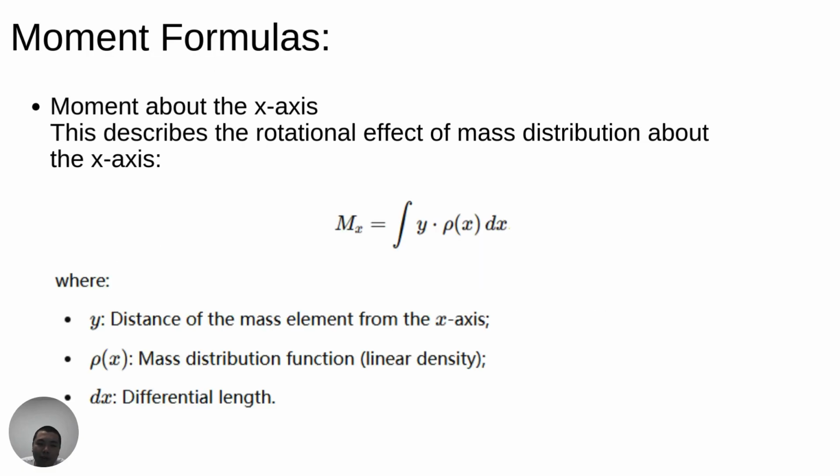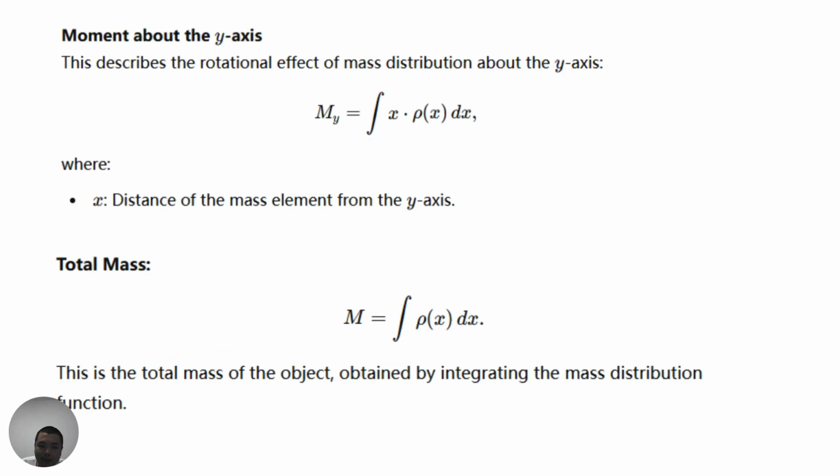The moment formula, the moment about the x-axis, describes the rotational effect of mass distribution about the x-axis. Mx equals the integral of y rho(x) ds. In this formula, y equals the distance of the mass element from the x-axis, rho(x) is the mass distribution function, and ds is the differential length.